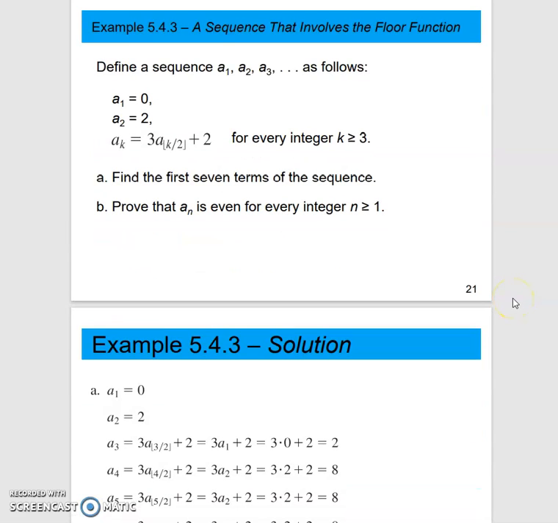All right, let's see a similar sequence. This one's a little bit different. If you've not seen this little symbol here, that's called the floor function. So basically what that means is if we get a decimal, we just cut off the decimal, and we are using just that integer part.